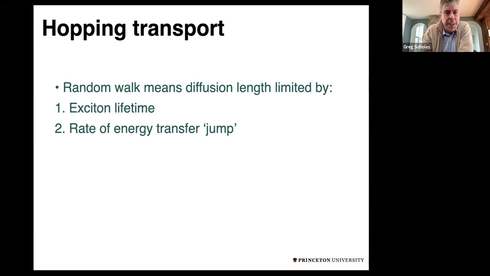In terms of the speed, because we often talk about rates of the energy transfer jump, if you want to think about a speed for this, it's pretty similar, and it is in Förster theory, the speed of sound in the medium that we're talking about.